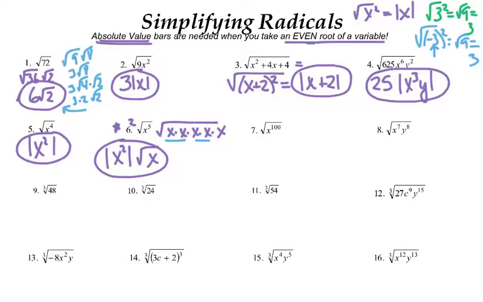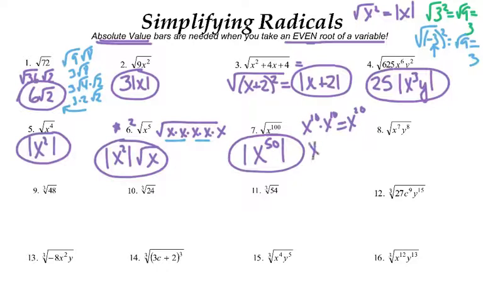Square root of x to the 100th, everybody thinks is x to the 10th, but it's not. It's x to the 50th. Why x to the 50th? Why not x to the 10th? Well, what's x to the 10th times x to the 10th? All right, add the powers, x to the 20th, not x to the 100th. X to the 50th times x to the 50th is x to the 100th, because when you multiply, you add the powers.